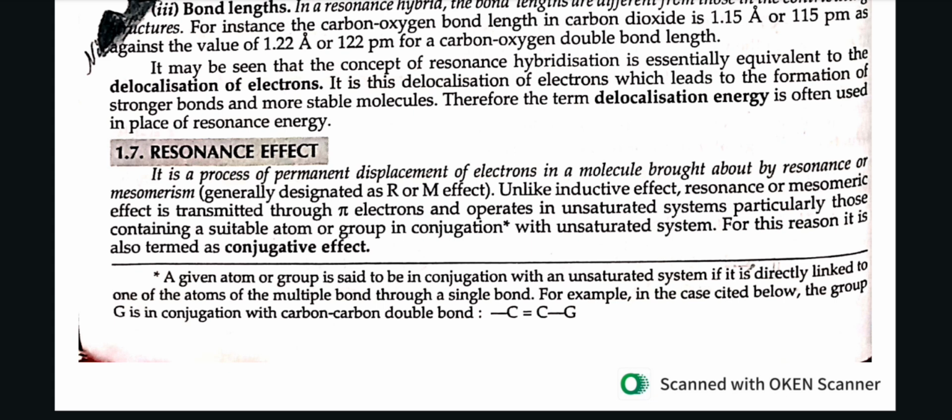Unlike the inductive effect, the resonance or mesomeric effect is transmitted through pi electrons and operates in unsaturated systems, particularly those containing a suitable atom or group in conjugation with the unsaturated system. For this reason, it is also termed the conjugative effect. A given atom or group is said to be in conjugation with an unsaturated system if it is directly linked to one of the atoms of the multiple bond through a single bond. For example, in the case cited below, the group G is in conjugation with the carbon-carbon double bond.